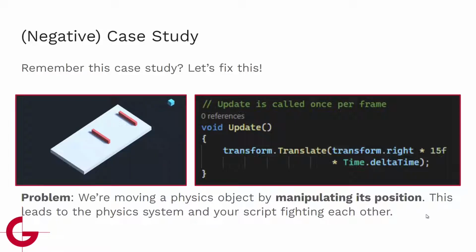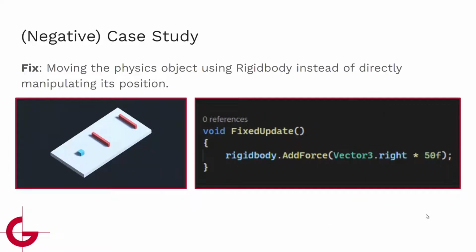So what's the fix? Well, the fix is simple. First of all, we move the physics object using a rigidbody instead of directly manipulating its position. And secondly, we move the logic into FixedUpdate instead of Update. And as you can see, the result, we're moving forward, and when we hit the wall, bam, we don't go through it anymore. Great.